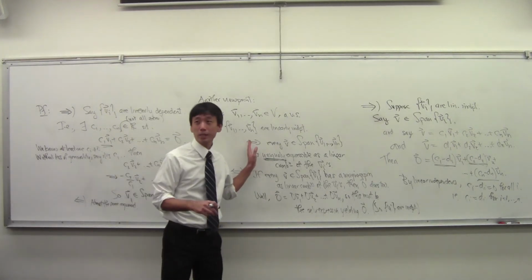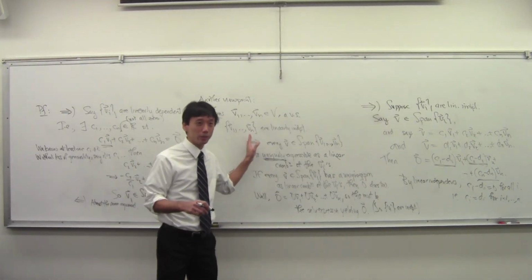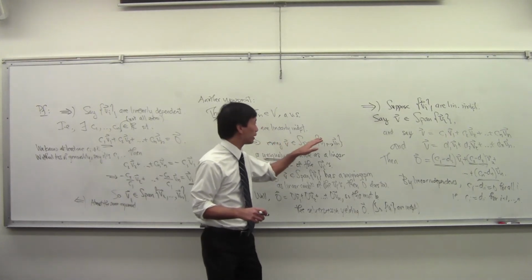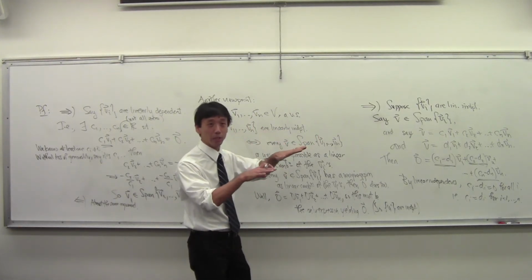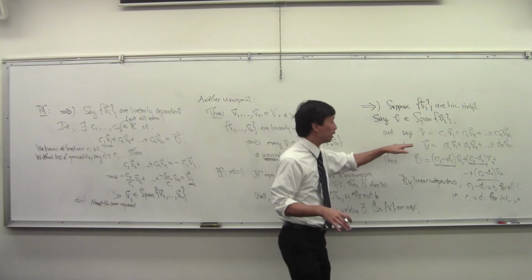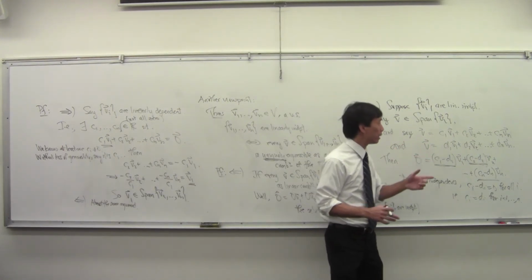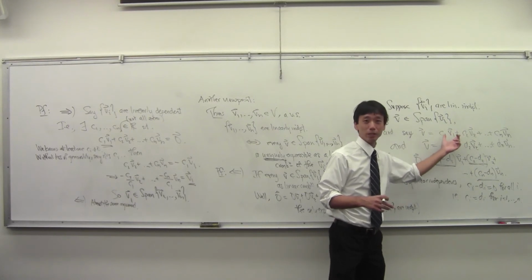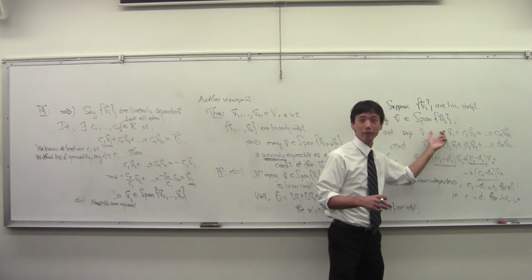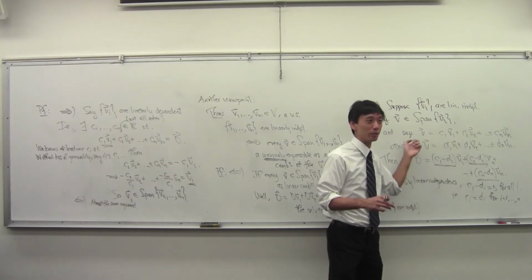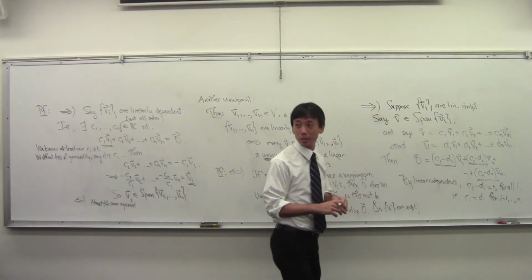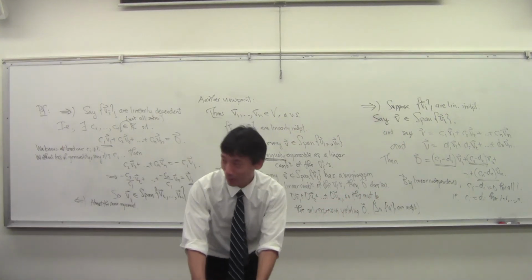Okay, so this is going to be really useful for us. It's this fact that if you have a linearly independent set, then everybody in the span has a unique expression associated with it. Don't back up yet. I'm still going to say something.